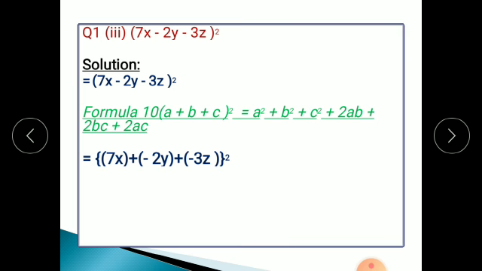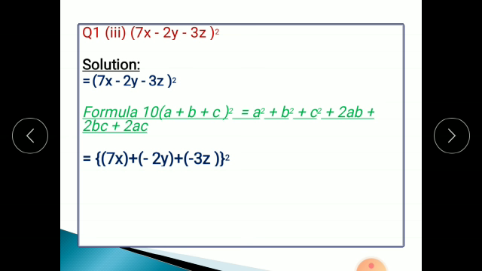So how would I transform? The first term is 7x, I have written it in a small bracket. The second term is minus 2y, so I have written minus 2y in a bracket, and between them I have put the sign of plus. And then the third term is minus 3z. I have separated minus 3z in a small bracket, and before minus 3z I have written a plus sign, and in the curly bracket, square. So this question has been transformed according to formula number 10.